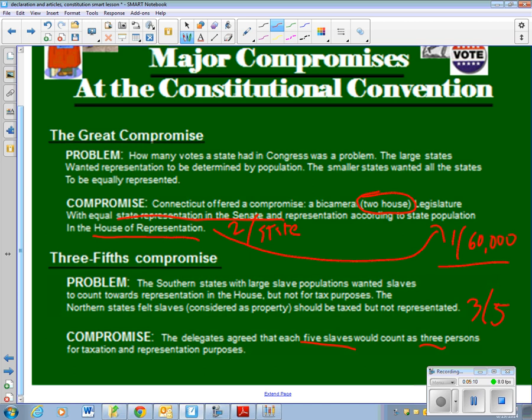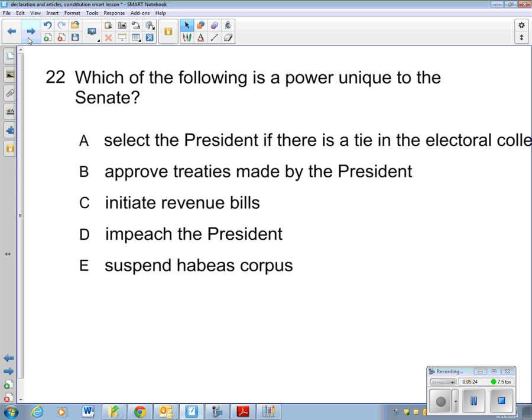Okay, so 3/5. Now the common myth is that the Constitution says blacks are 3/5 of a person. That is not true. It just says for every 5, we're only going to count 3. But what that does is that introduces slavery into the Constitution.